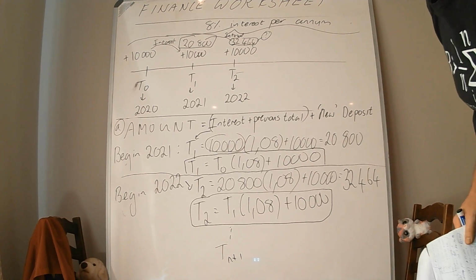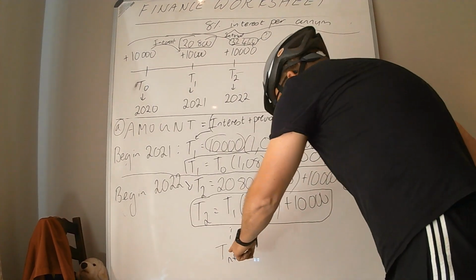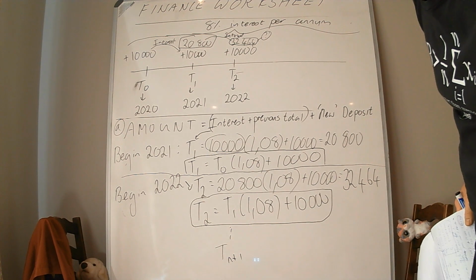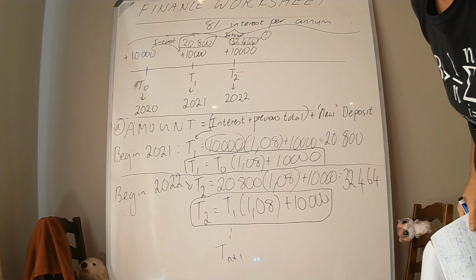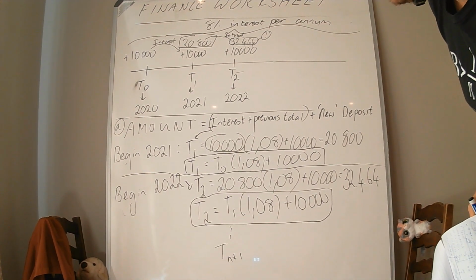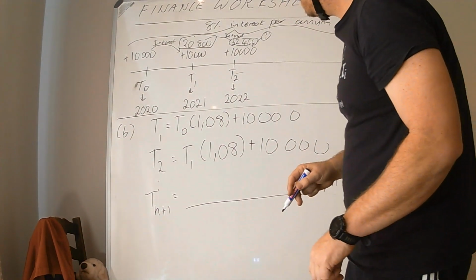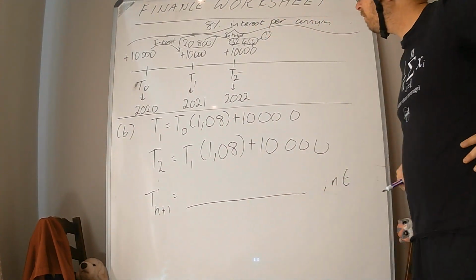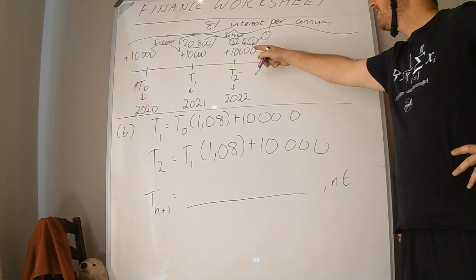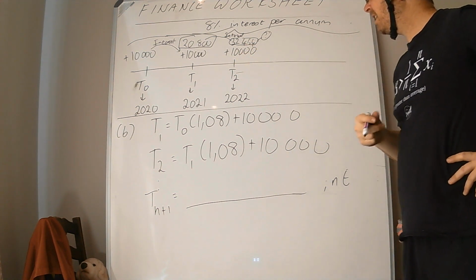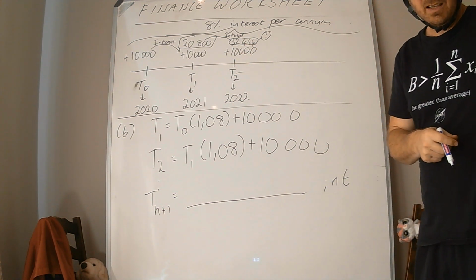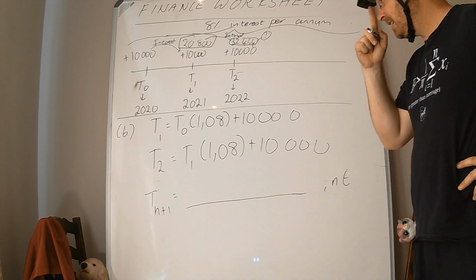Right, sorry, for B, instead of calling it Tn, call it Tn plus 1. Okay, so try to get a formula for Tn plus 1 in terms of the term before, in terms of Tn. Alright, so question B, they want a recursive formula which will generate the amount of money in the account at the beginning of each year immediately after the 10,000 Rand new deposit has been made.